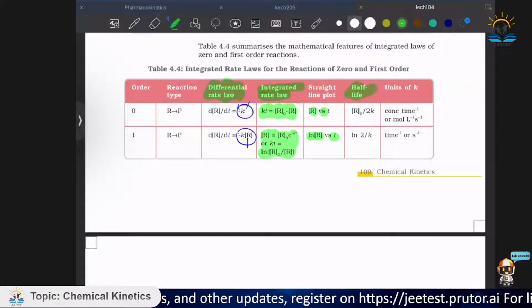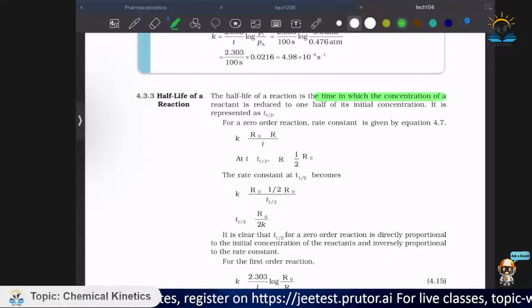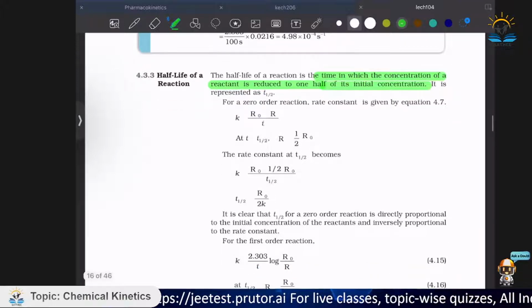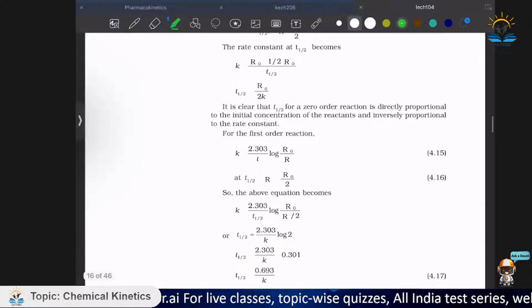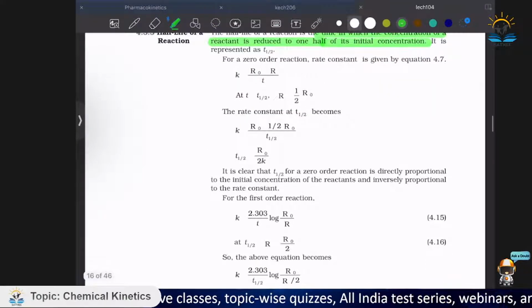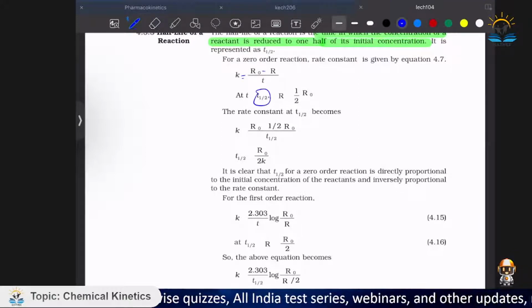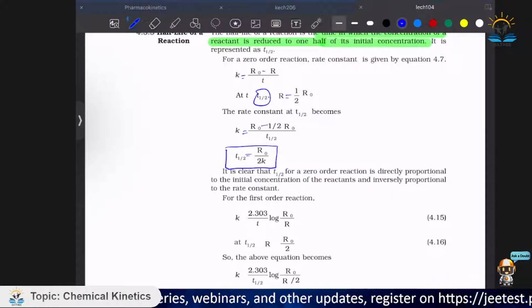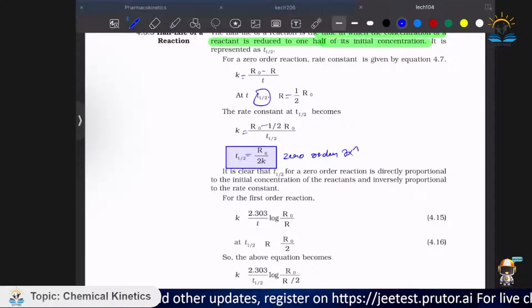What is half-life? Let's see what a half-life is. The half-life definition we all know: time in which concentration of a reactant is reduced to one half of its initial concentration. This is half-life. For a zero order reaction, the rate constant is given by, forget the rate, they're just writing the integrated rate law. K is R naught minus R divided by t. So at t half-life, R is equal to 1 by 2 R naught. So this is the formula for half-life of zero order reactions.